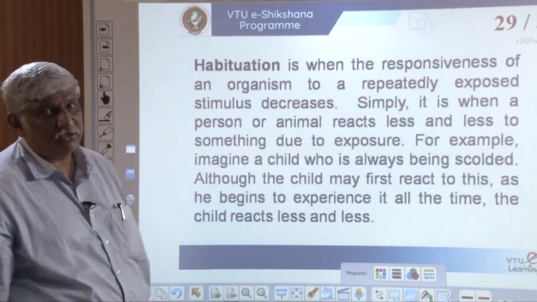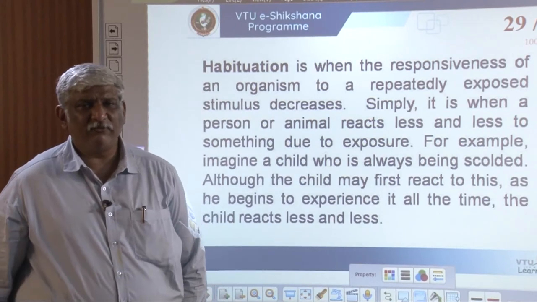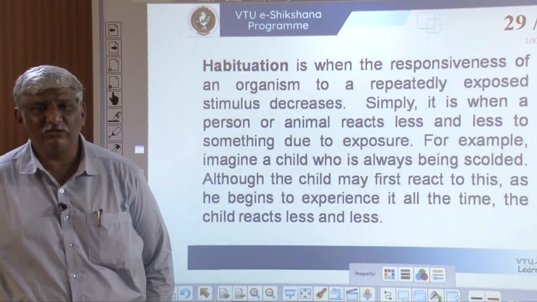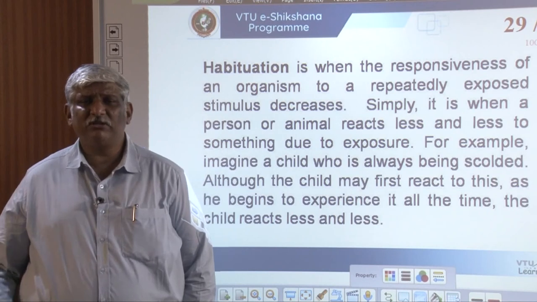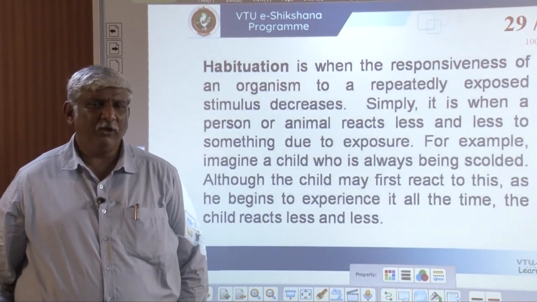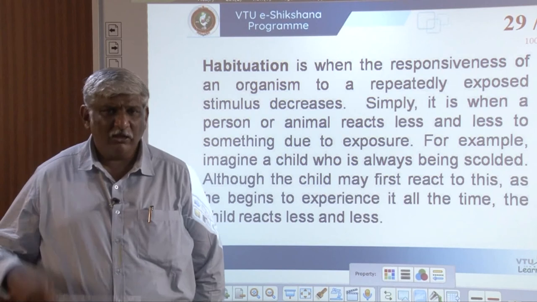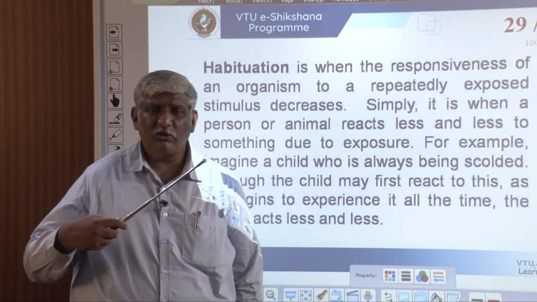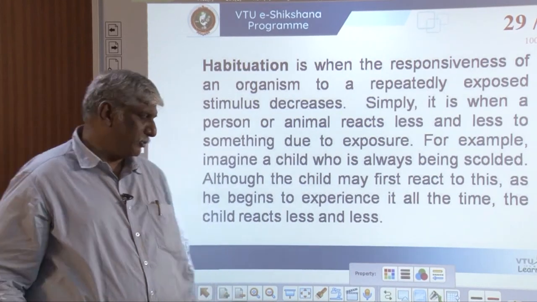We will again see some examples here. The first example is habituation, right? Habituation means the responsiveness of an organism repeatedly exposed to a stimulus decreases. Simply, it is when a person or animal reacts less and less to something due to exposure. For example, just imagine a child who is always being scolded. The first time the child will react, so whenever he or she is scolded, immediately the child will start crying. But when you do it plenty of times, it will become a habit. So the child will get accustomed to the scolding and reacts less and less. So the sensitivity of that particular child is going to continuously reduce. That is actually called habituation.